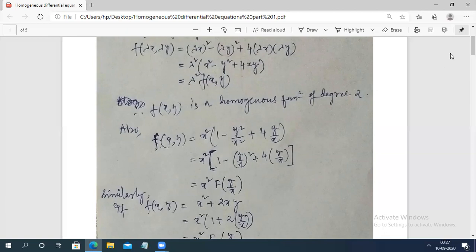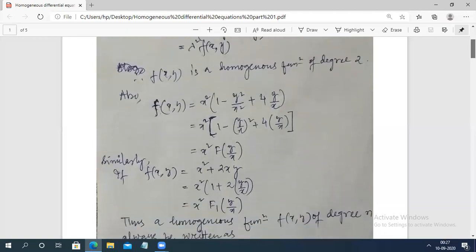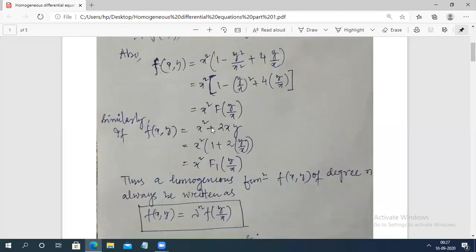If we take another example, suppose f of xy is a function of x and y like this, x square plus 2xy. Now you can see this is again a homogeneous function of degree 2, of course, because x is raised to the power 2, plus 2xy, where x and y both have degree 1. So 1 plus 1, the second term is again of degree 2. So each term of this expression has the same degree. So this is a homogeneous function.